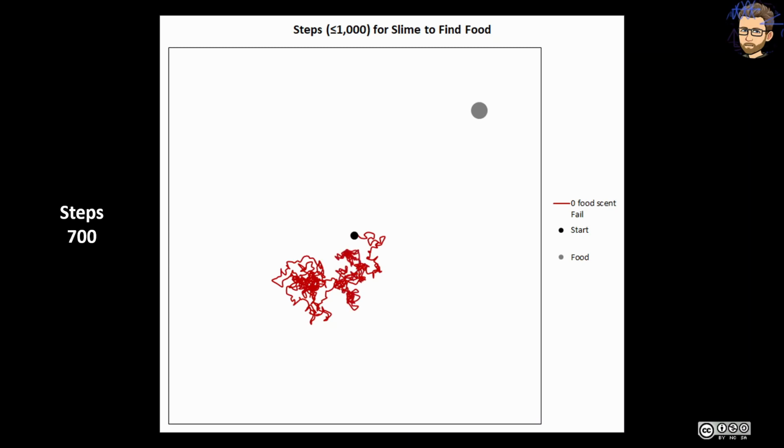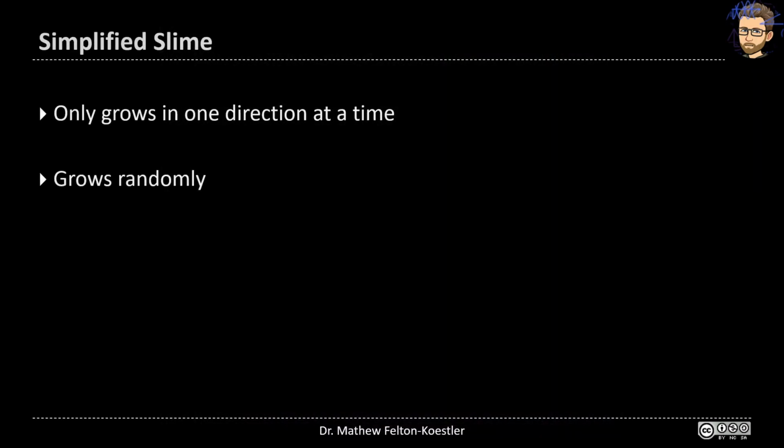Here's 600, 700, 800, and 900 steps, and it's headed off in a new direction. And my simulation ends at 1,000 steps. This is just one example of what could happen. If I have Excel recalculate the random values in my spreadsheet, I'll get a completely different path. This slime is pretty boring because it's completely random, so I wanted to add some behavior to my slime.